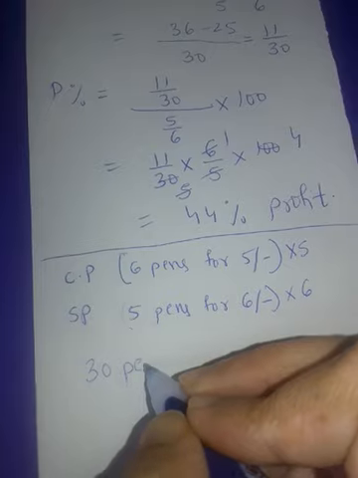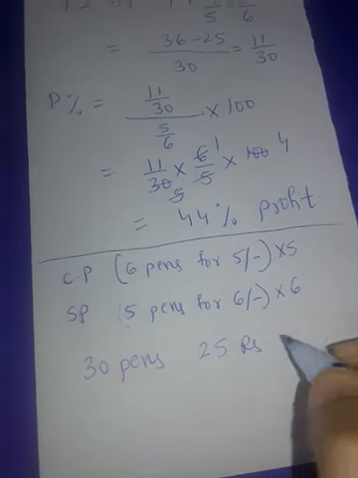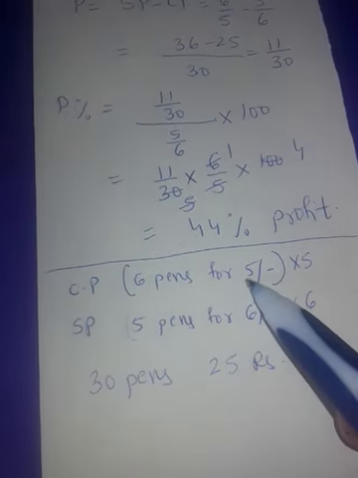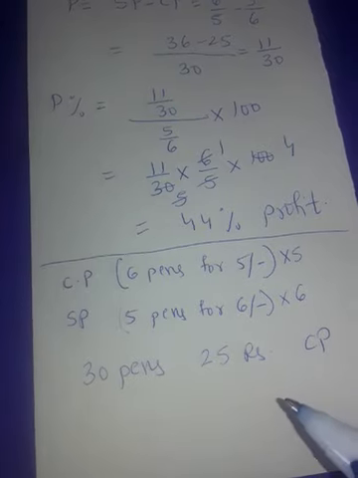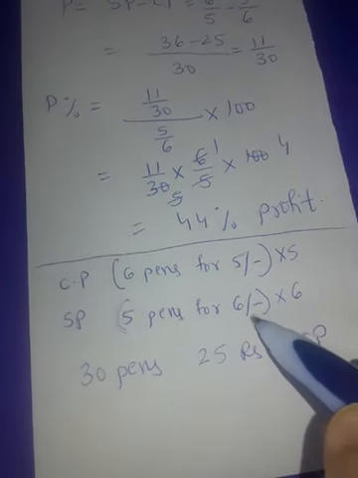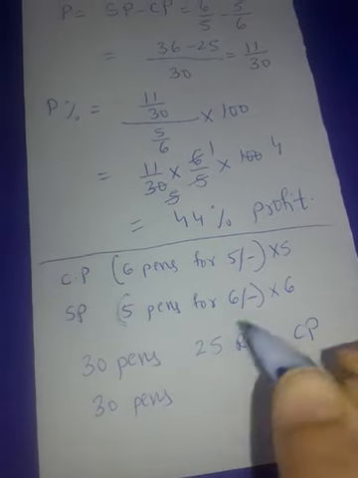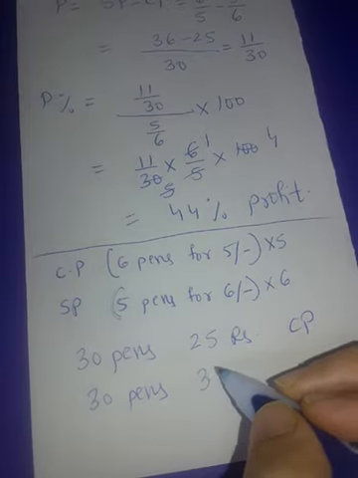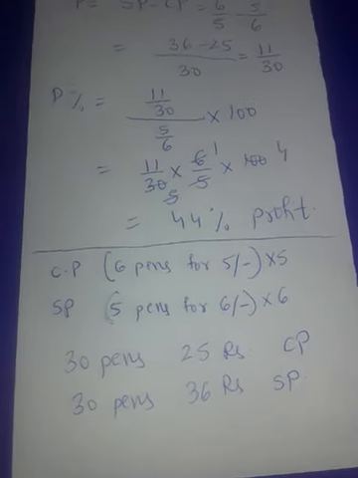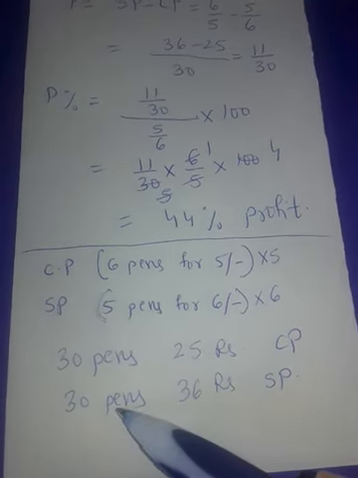For 30 pens it will be how much? 5 times, so for 30 pens the cost price will be 25. For 6 pens it is 5 rupees, for 30 pens it will be 25. Selling price is given to me: 5 pens for 6 rupees. So for 30 pens it will be how much? I am multiplying by 6. It will be 36 rupees. Correct? So now I have the cost price of 30 pens and the selling price of 30 pens.